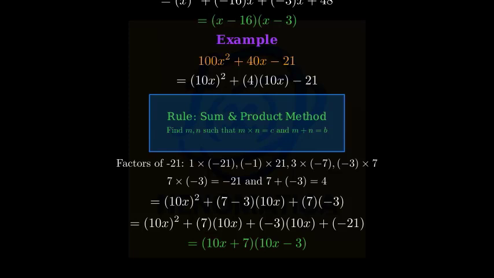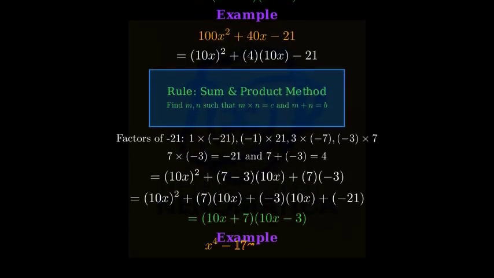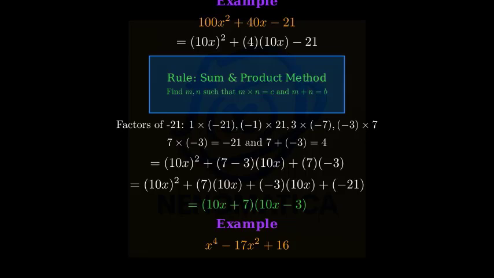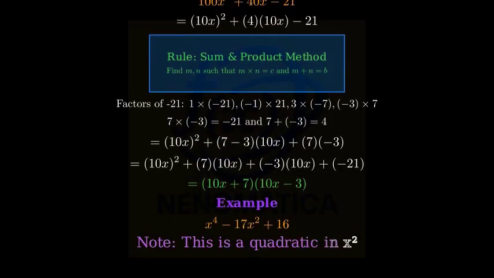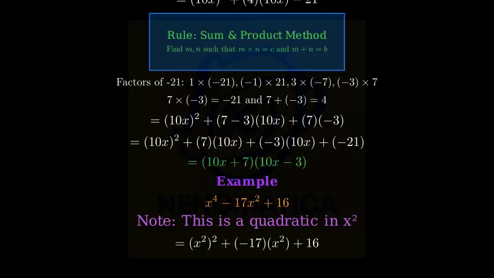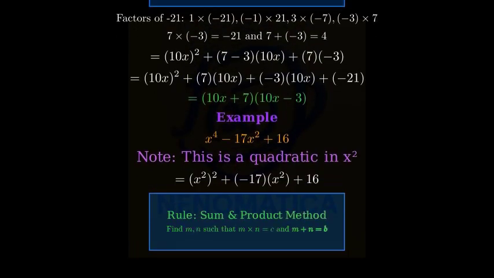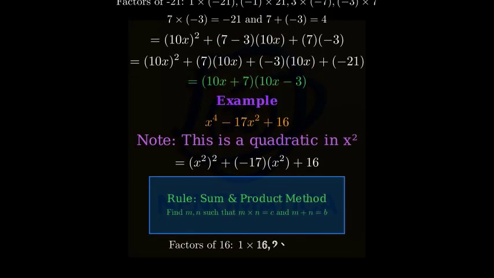Let's move on to our final example. We have x to the fourth minus 17x squared plus 16. This is a special case where we have a quadratic in terms of x squared. We can rewrite this as the quantity x squared to the power of 2 plus the quantity negative 17 times x squared plus 16. Now, we need to find two numbers that multiply to give 16 and add up to negative 17. The factors of 16 include 1 and 16, 2 and 8, 4 and 4. Since we need a sum of negative 17, both factors must be negative.